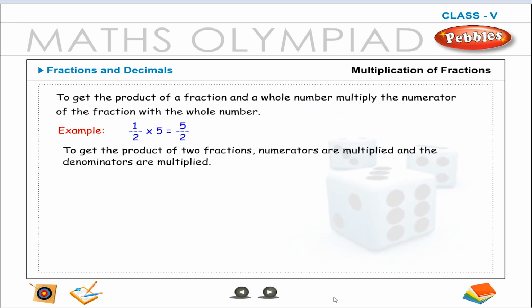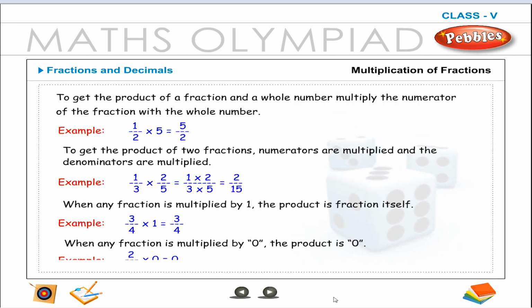Multiplication of fractions. To get the product of a fraction and a whole number, multiply the numerator of the fraction with the whole number. Example, 1 by 2 into 5 is equal to 5 by 2. To get the product of two fractions, numerators are multiplied and the denominators are multiplied. Example, 1 by 3 into 2 by 5 is equal to 1 into 2 by 3 into 5, which is equal to 2 by 15.